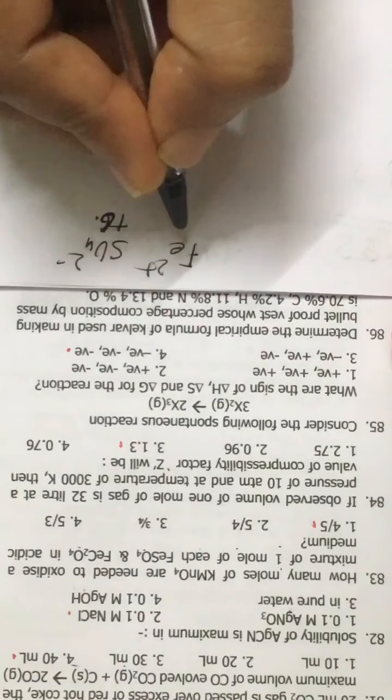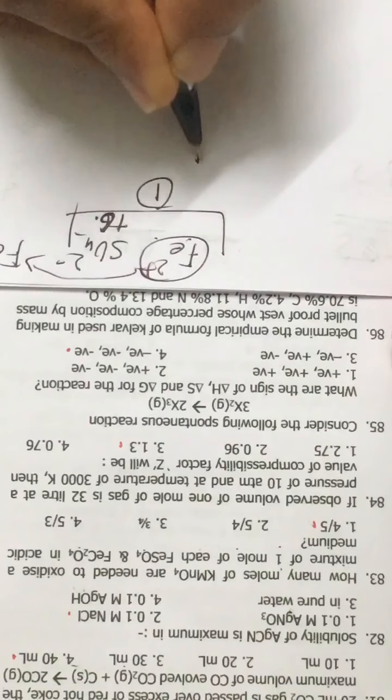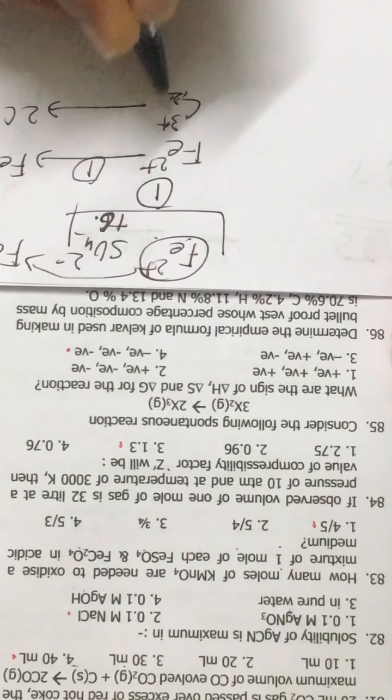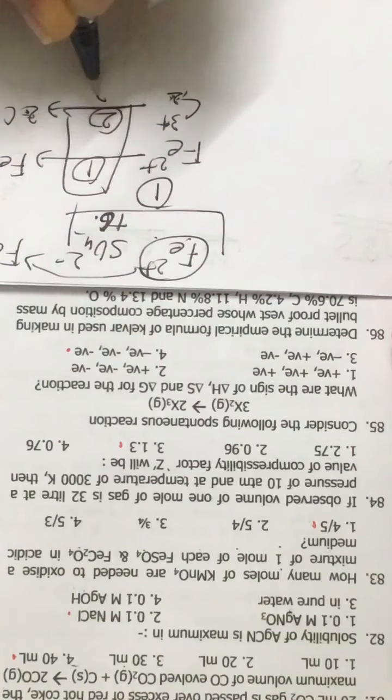FeSO4, sulfur is in highest oxidation state, so it cannot be further oxidized. Only Fe2 positive can be oxidized to Fe3 positive. So the valence factor for ferrous sulfate is 1. Whereas ferrous oxalate, we have Fe2 positive which can be oxidized to Fe3 positive, and C2 3 positive in the oxalate ion and twice of C4 positive. So 2 into 3 is 6, 2 into 4 is 8, valence factor is 2, total valence factor is 3. So now we can proceed.